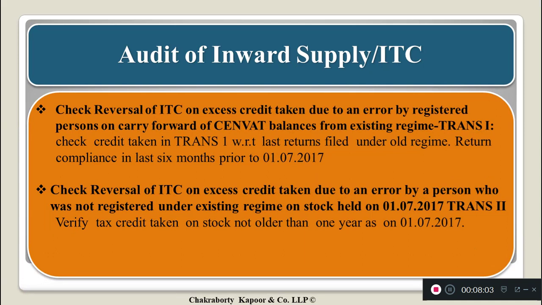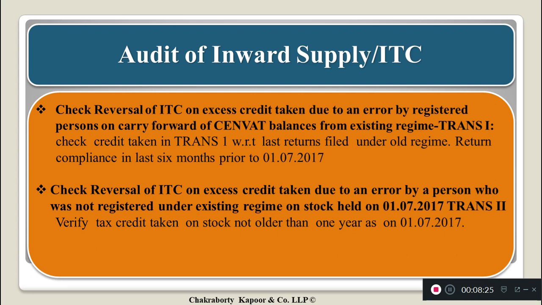Check reversal of input tax credit on excess credit taken due to an error by a registered person on carry forward of CENVAT balances from old regime in TRAN 1. Check credit taken in TRAN 1 with respect to last returns filed under old regime. Return compliance in last 6 months prior to 1st July 2017.